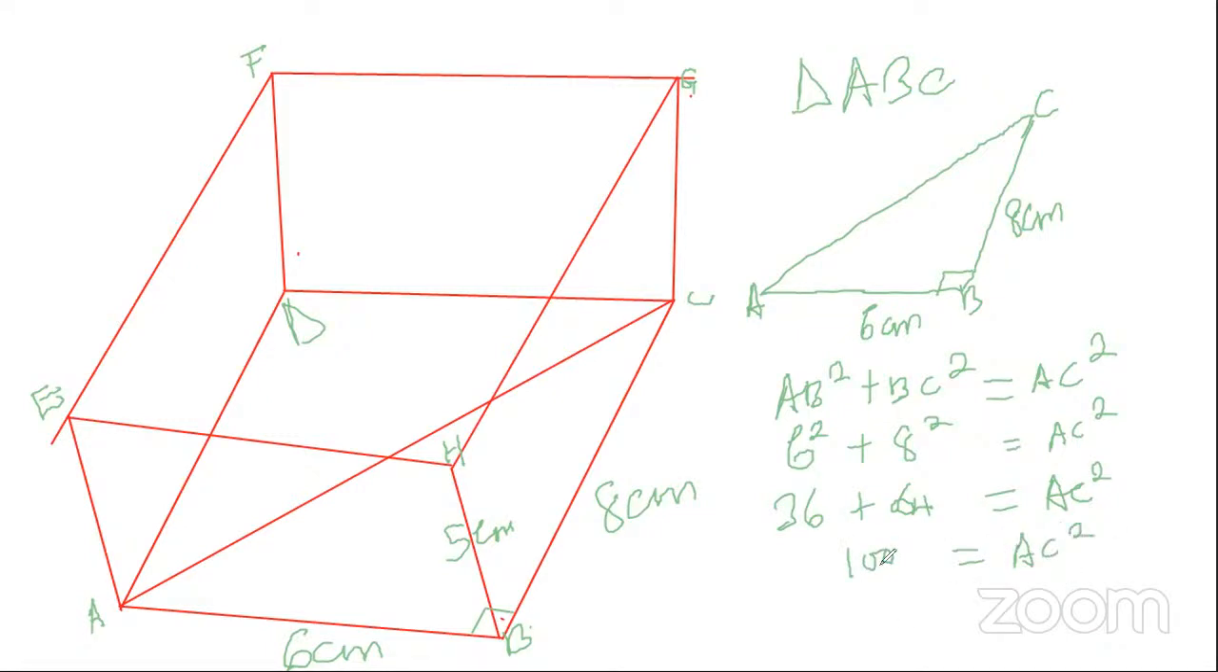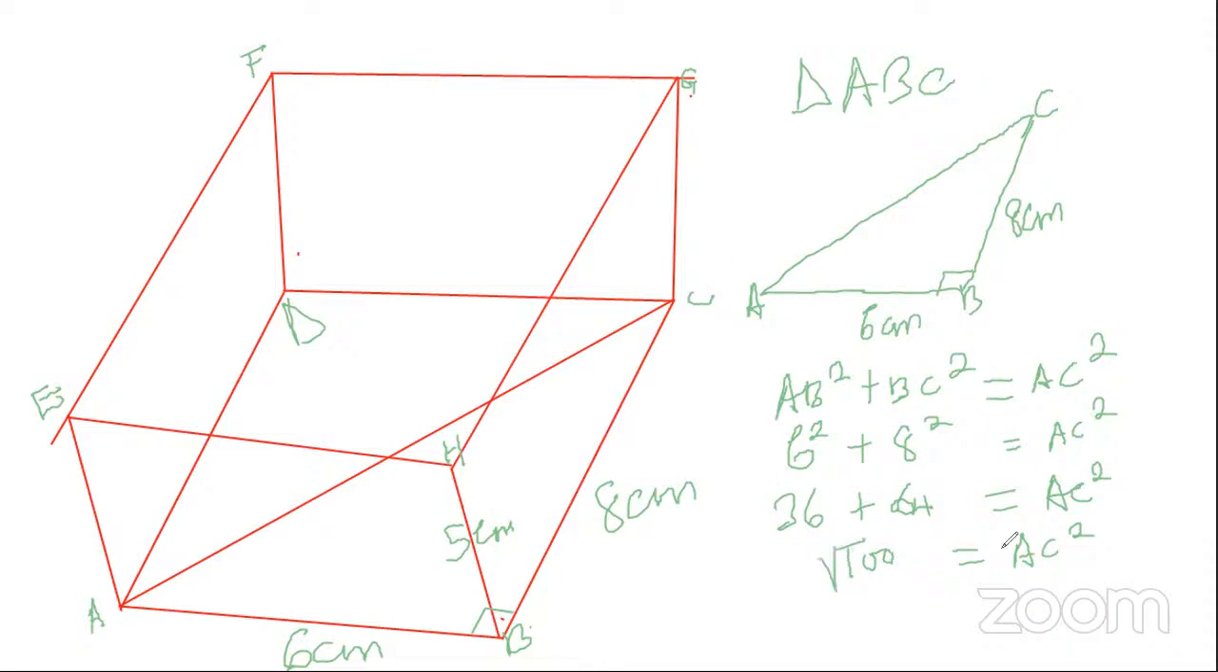So what are we going to do on this step? We have AC squared is equal to 100. So what did we do? We introduce the square root. Do all of us agree to that? Yes. Okay. So we introduce the square root.